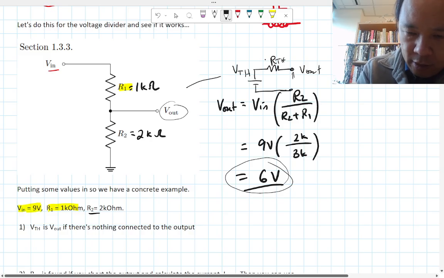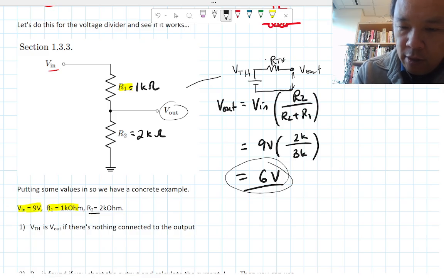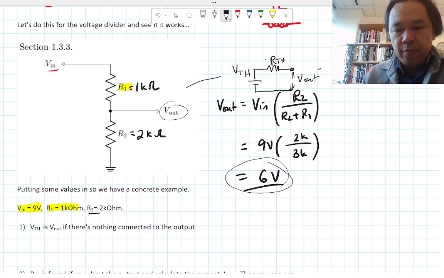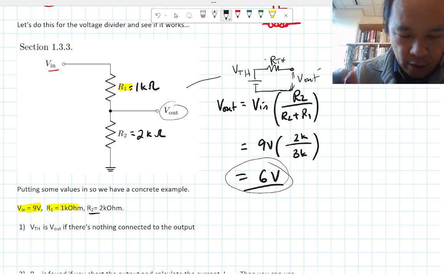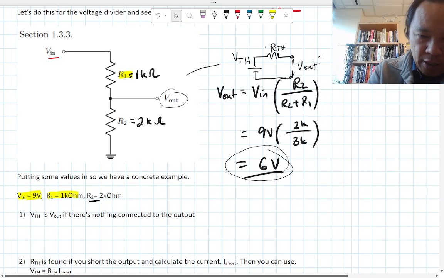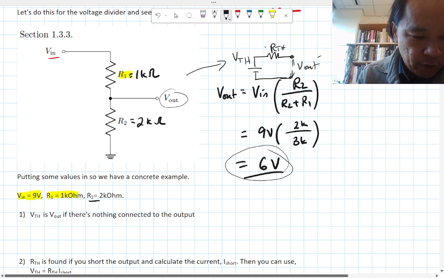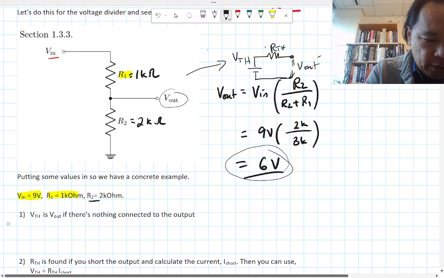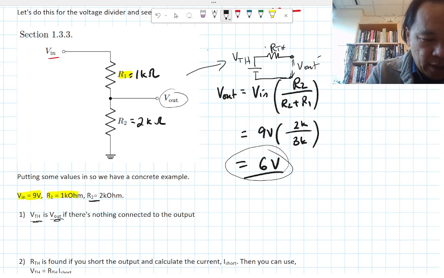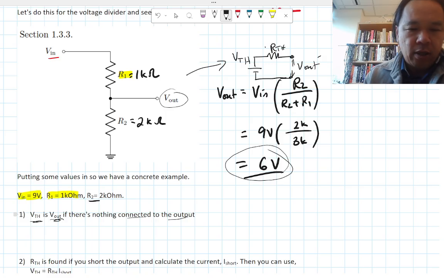Okay, so the voltage across the top and bottom here is actually V out. All right, so how do we do this? How do we make these things equivalent to each other? First of all, V Thevenin is V out when there's nothing connected to the output.